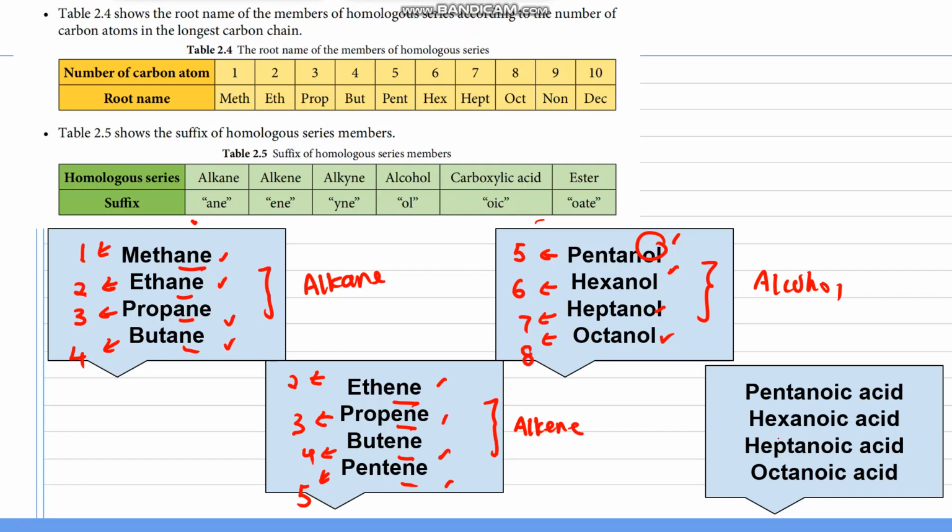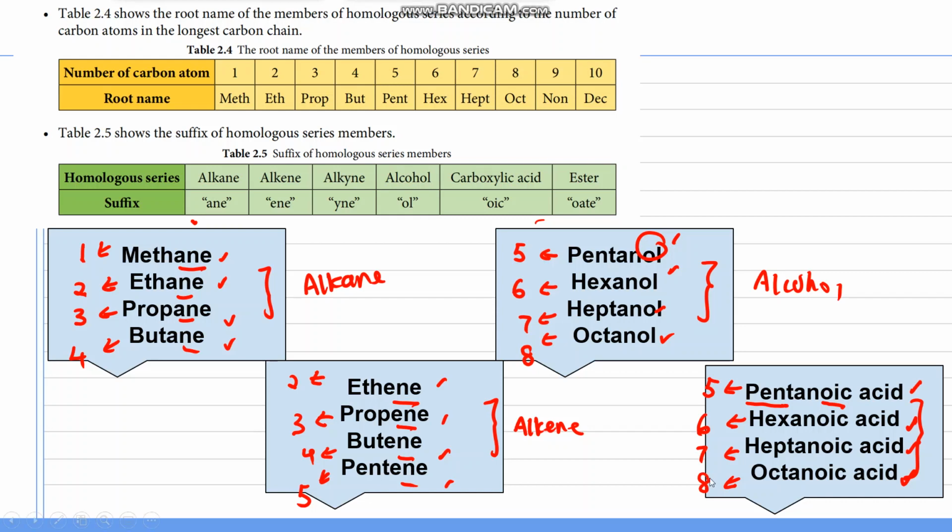Next, a few more examples: pentanoic acid, hexanoic acid, heptanoic acid, and also octanoic acid. Since the suffix ends with OIC, all of these are carboxylic acids. The homologous series is carboxylic acid. For pentanoic acid, the root name is PENT, so it has 5 carbon atoms. Hexanoic acid has 6 carbon atoms. Heptanoic acid has 7 carbon atoms, and for the last one, octanoic acid, they have 8 carbon atoms.